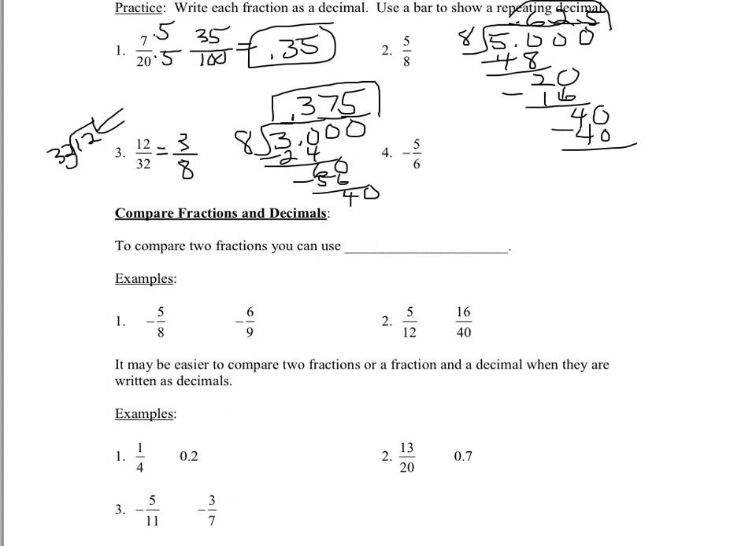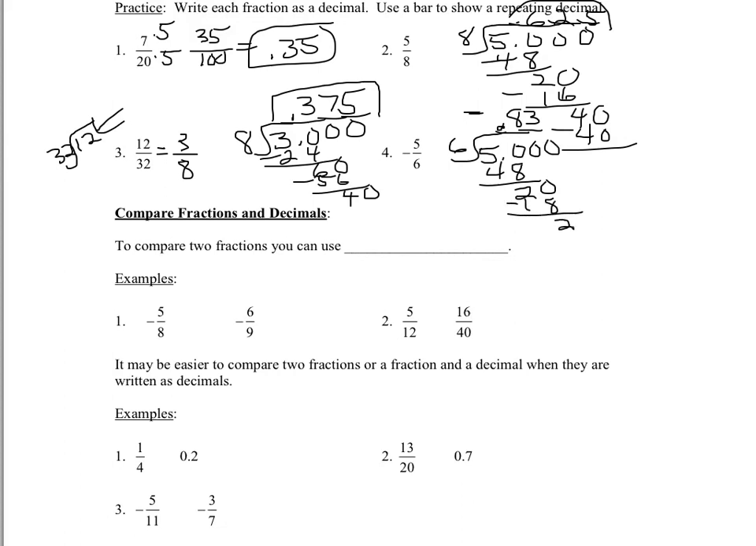Now our final one here, -5/6, we're going to do 5 divided by 6. And it doesn't go evenly, so I'm going to add a decimal and a 0. And I don't want to mess it up like last time, so I'm going to put my negative sign in right off. So 6 will go into 50 8 times. 8 times 6 is 48. Subtract, we get 2. We've got a remainder, so we're going to add another 0 and bring it down. 6 will go into 20 3 times. 3 times 6 is 18. We subtract, we get another 2.